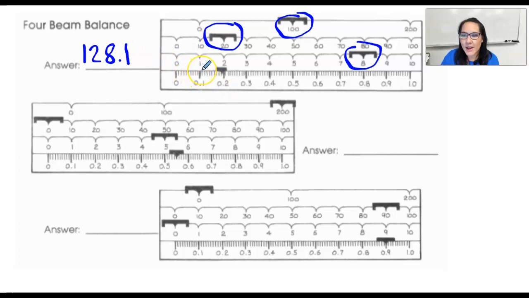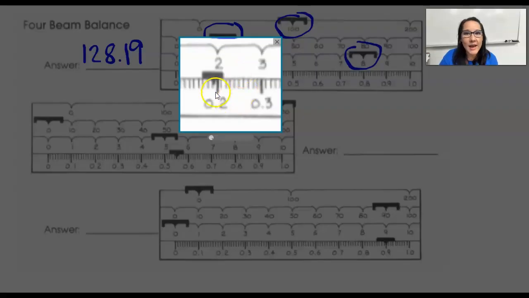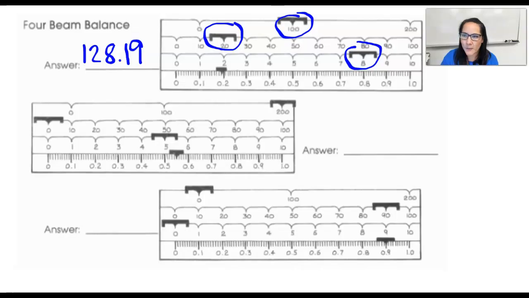Now each of these lines in between is my next decimal place. So this is going to go 0.11, 0.12, 0.13, 0.14, 0.15, 0.16, 0.17, 0.18, 0.19. So I know that it's past the 0.19. And the last thing that I have to do is estimate one time between the lines for my final digit. So we'll say that this is a 1 there. So my final answer is 128.191.